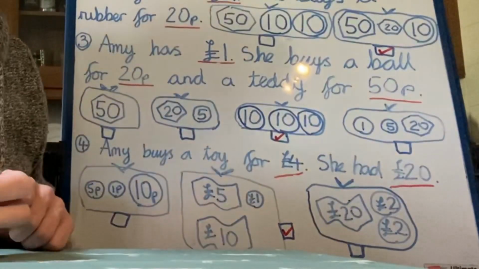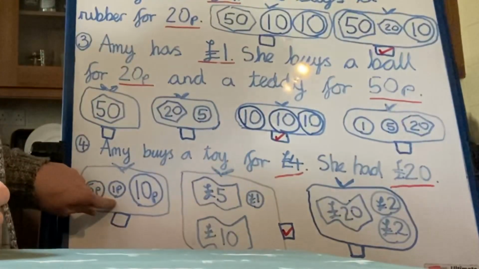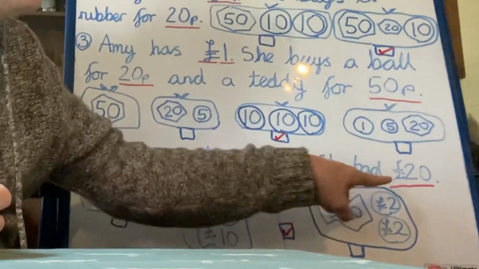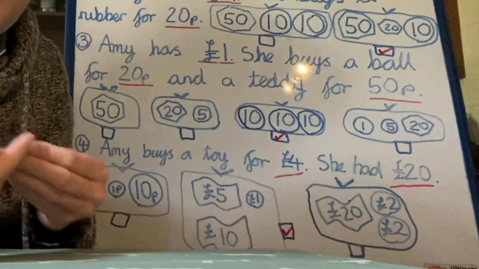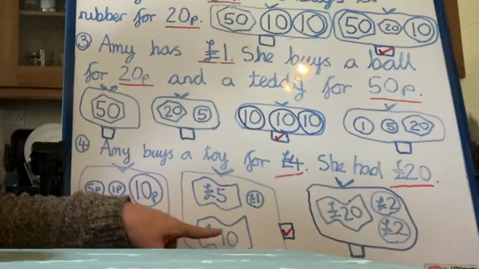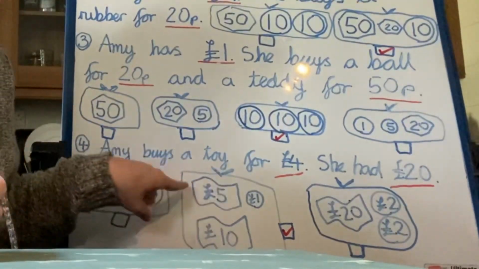It's this one, because this is pence and Amy had £20 and spent £4 and had £16 left. There's £16 in this purse.